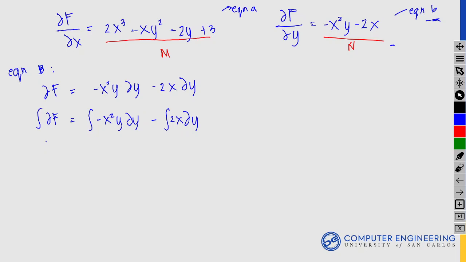This way we have our potential solution f. X here is a constant, so we get minus x squared y squared over 2 minus 2xy, and our arbitrary constant is u of x. So whatever you get from integration with respect to the other variable is your arbitrary constant, for the result of the integral of a partial derivative.